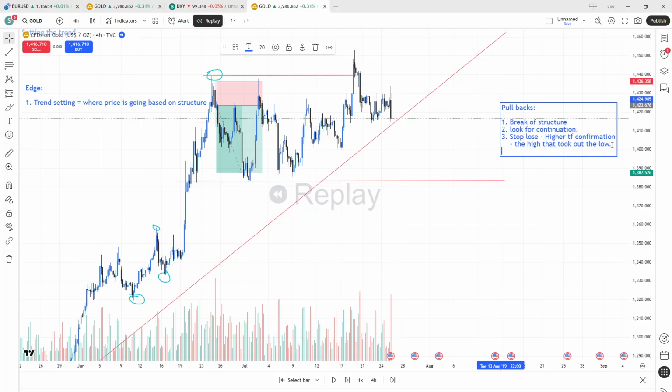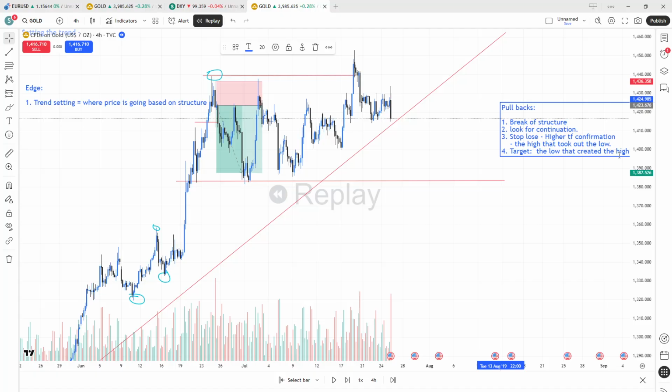okay, stop loss, and then we have target, right? Target is going to be, where can we say, based on this structure, that it's going to reverse? Where are we going to say that it's going to reverse? So basically the low, right? The low that created the high.